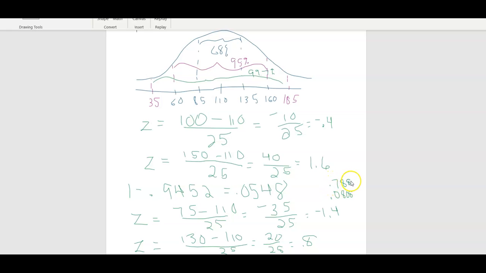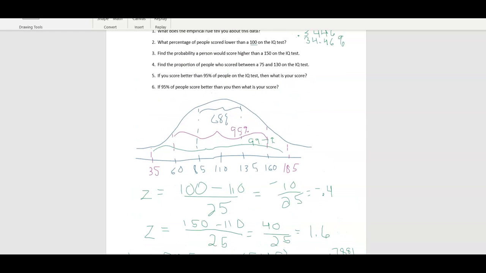Now you notice I put the bigger one on top because I'm going to subtract them now to get the actual probability. So if I go 0.7881 minus 0.0808, that probability is actually 0.7073. There's our final answer to that problem. All right, now let's go to numbers 5 and 6.